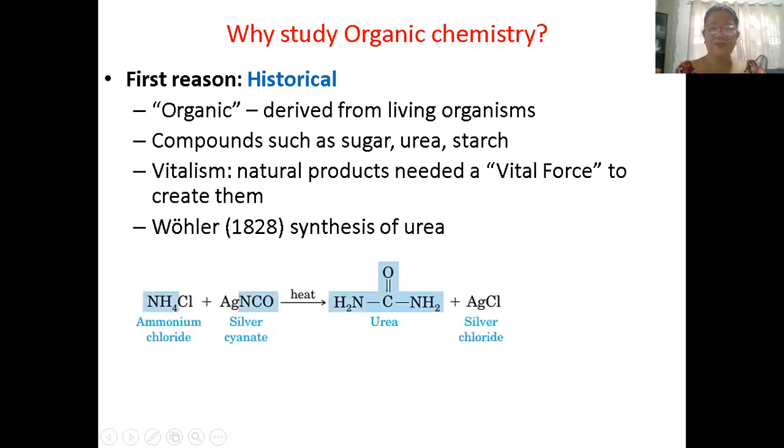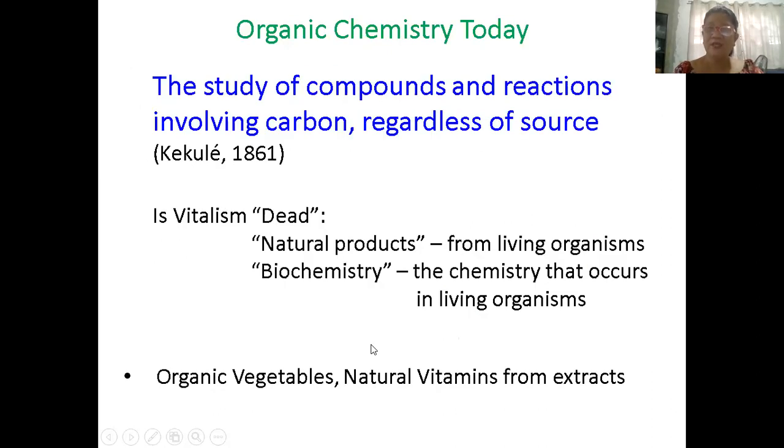How is it being done? Urea is made from ammonium chloride plus silver nitrate. When you heat it, you will produce urea. So urea is now the one which is used as fertilizer. Okay, that is for the history of organic chemistry. The study of these compounds started by Kekulé.